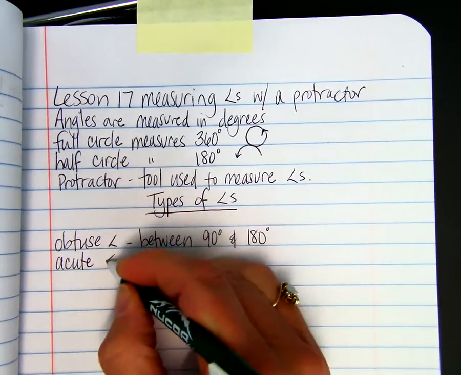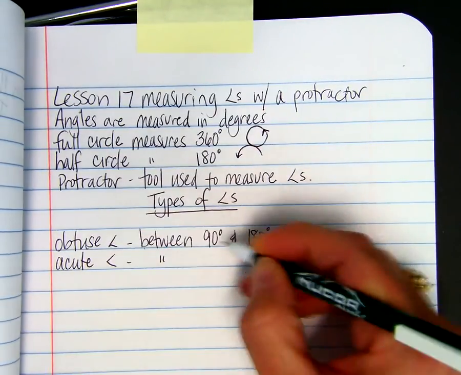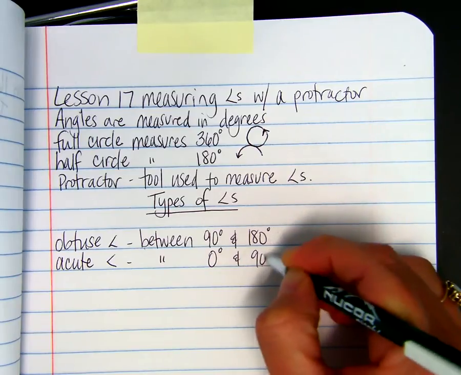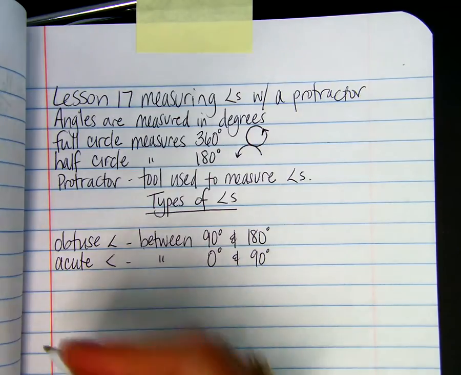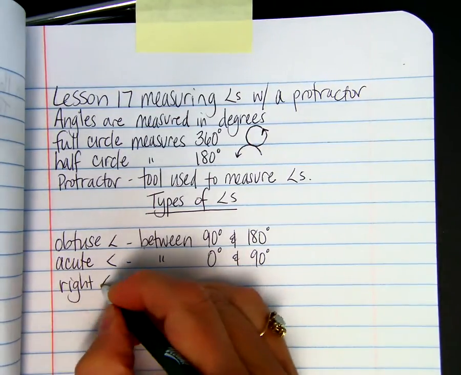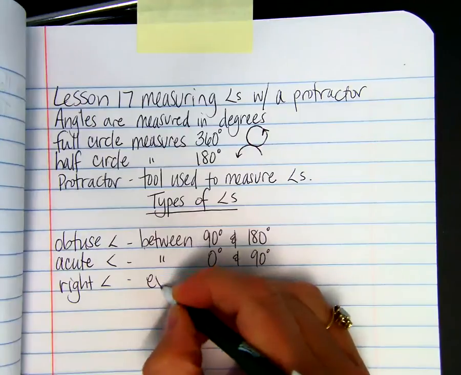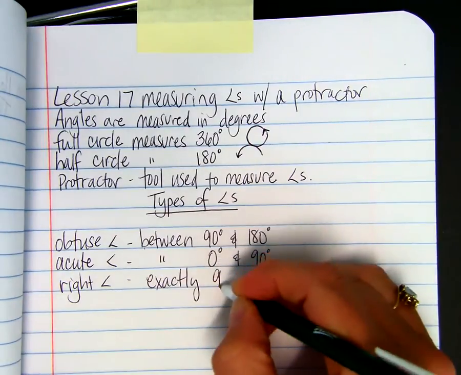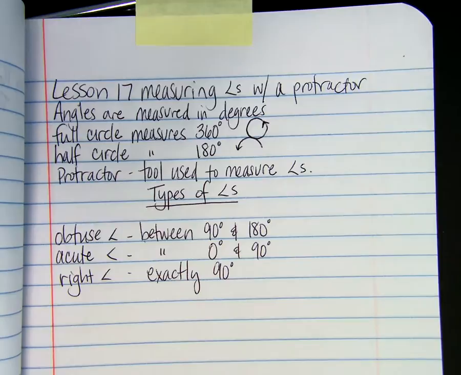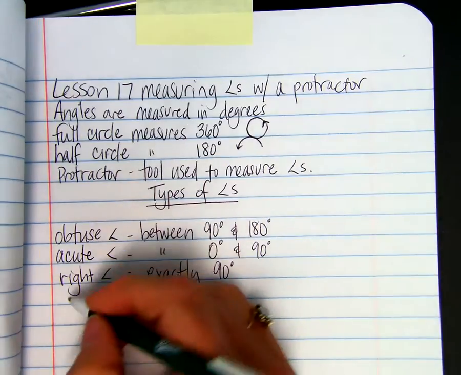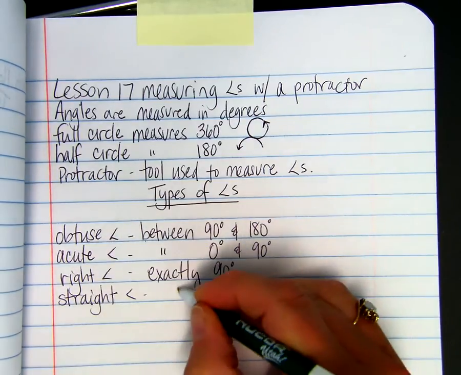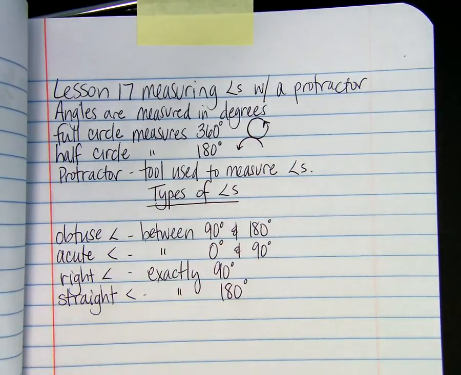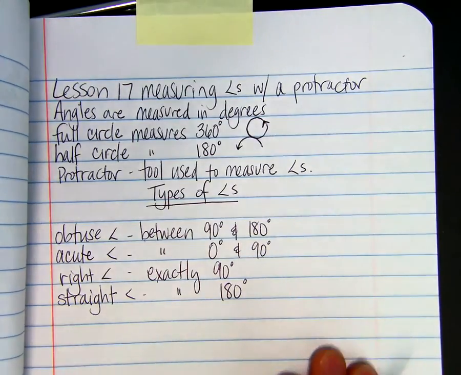An acute angle is between 0 degrees and 90 degrees. And a right angle is exactly 90 degrees. And a straight angle is exactly 180 degrees. So next to these, I just want to draw a picture of what they look like.